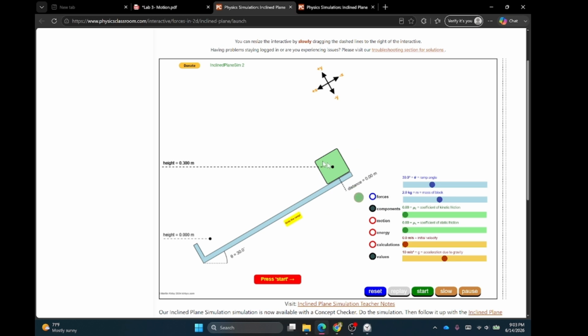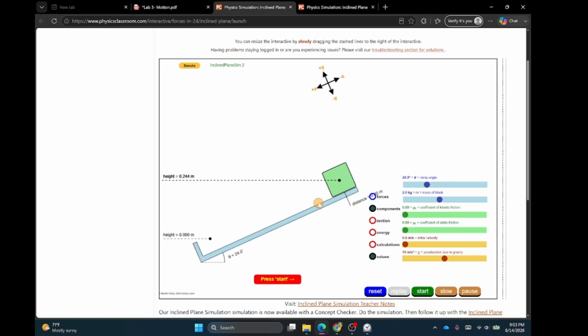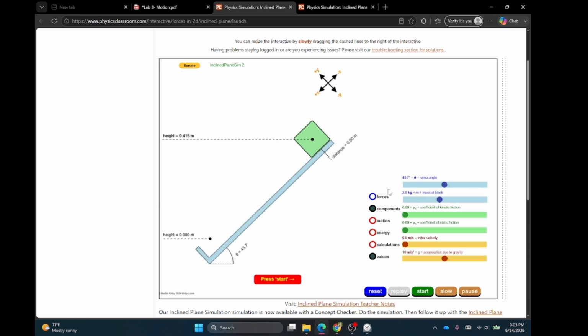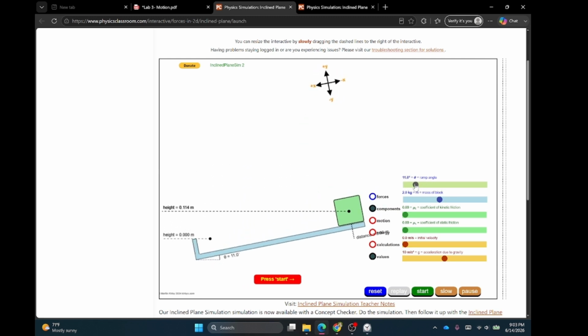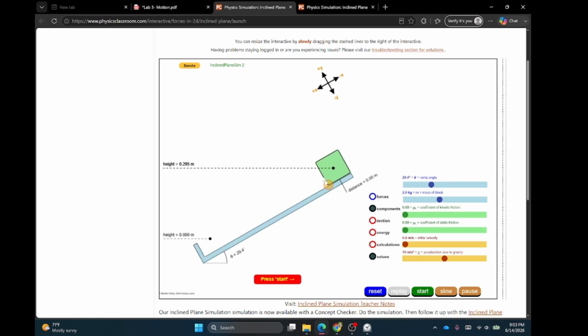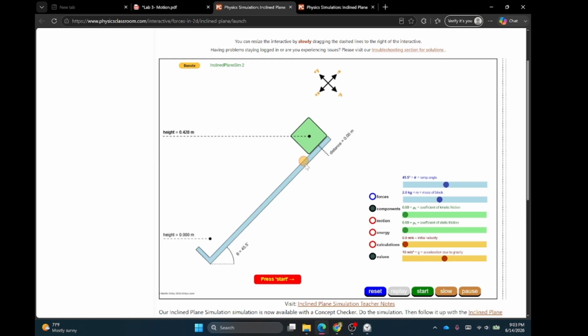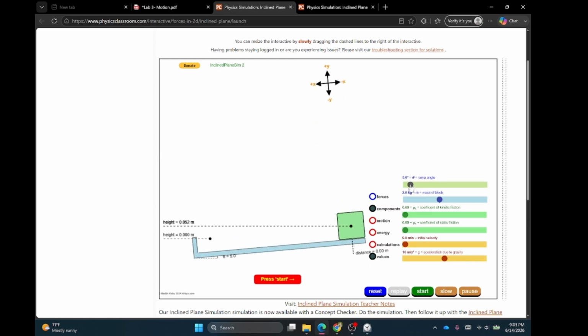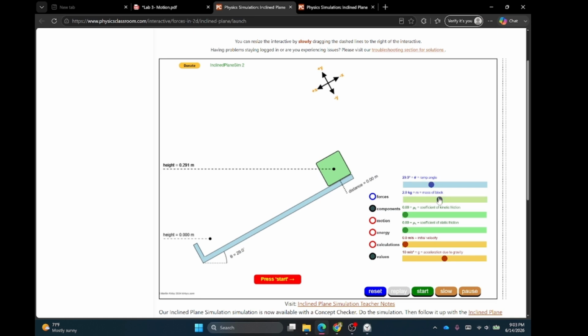And let's look at the interface here. In order to change the angle of the ramp, you can just click and drag it here like this. So you can change the angle, or you can also change it using the slider here. You can either click and drag to whatever angle you want, or you can use the slider. You can also change the mass of the object.